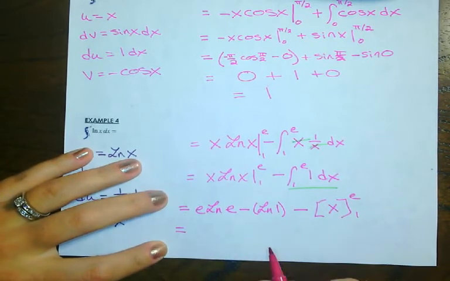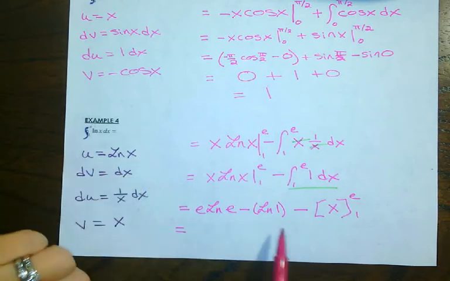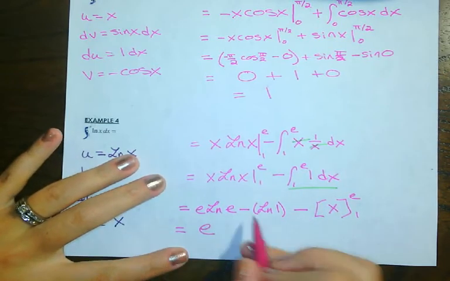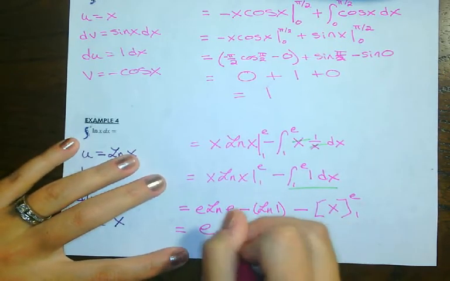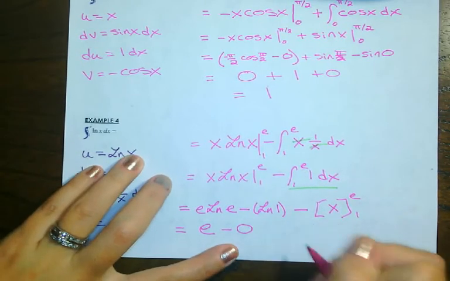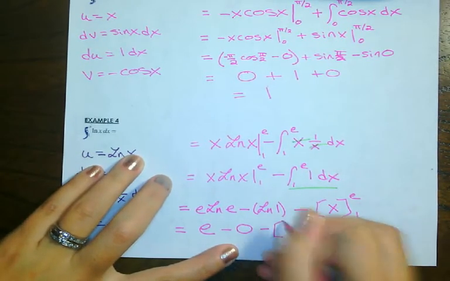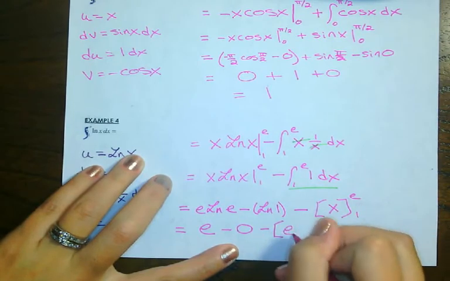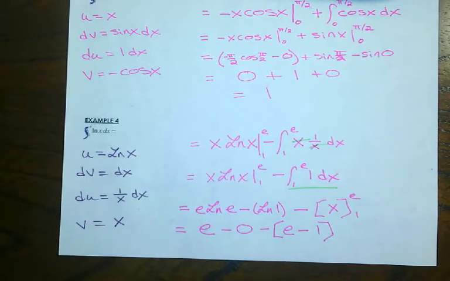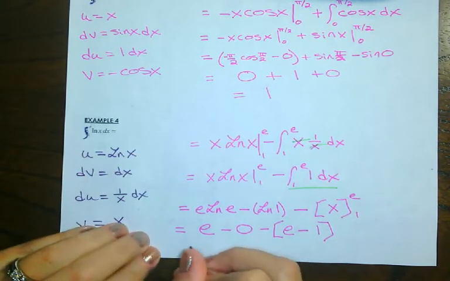And so let's see. Just be careful on your simplification here, okay? The ln of e is 1, so then you have 1 times e. Well, 1 times e is just e, minus ln of 1. Well, the ln of 1 is 0, okay? And now I still need to apply the fundamental theorem of calculus here, so watch your negatives. I plug in e minus what I get when I plug in 1. So just make sure you're being really careful with those negatives.